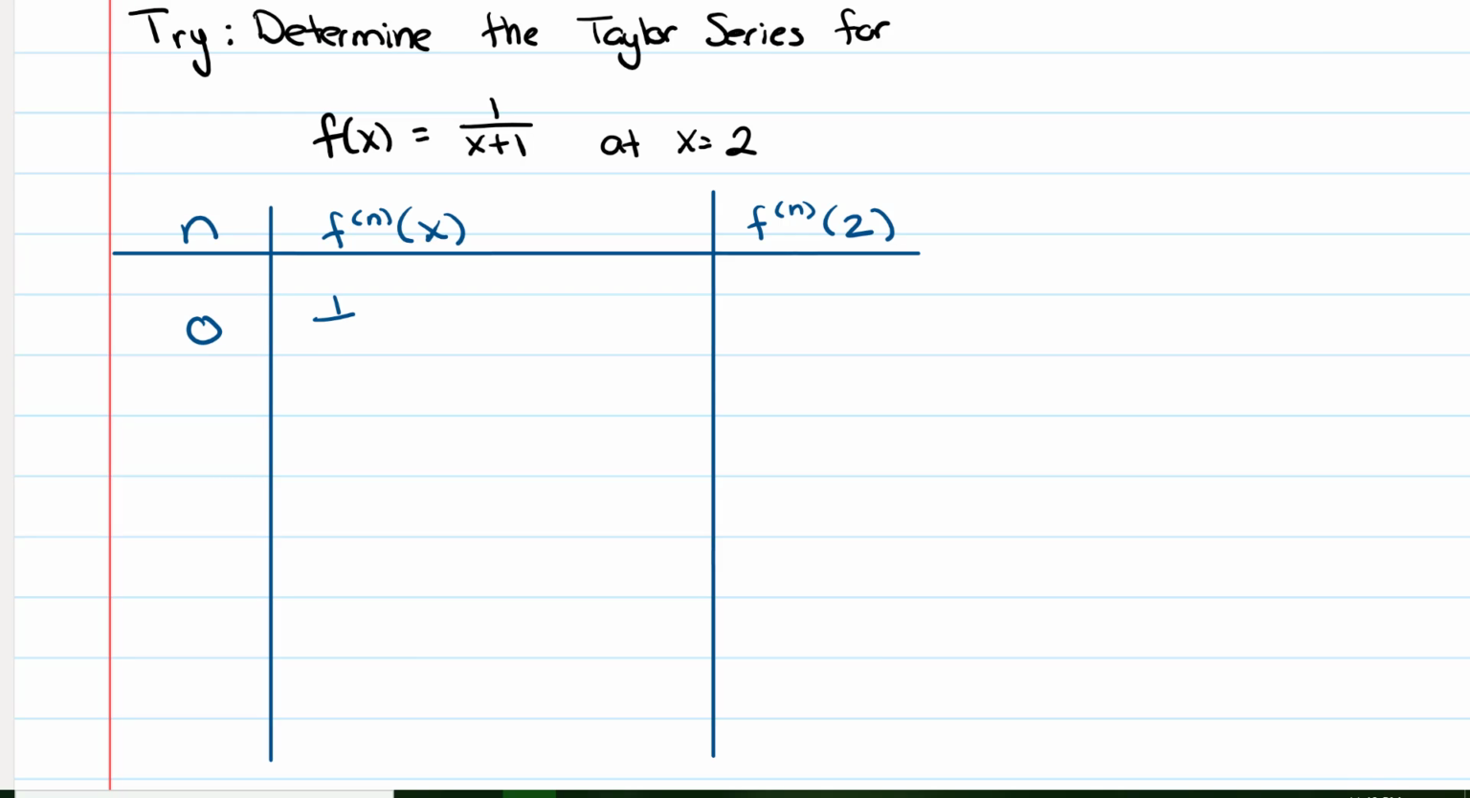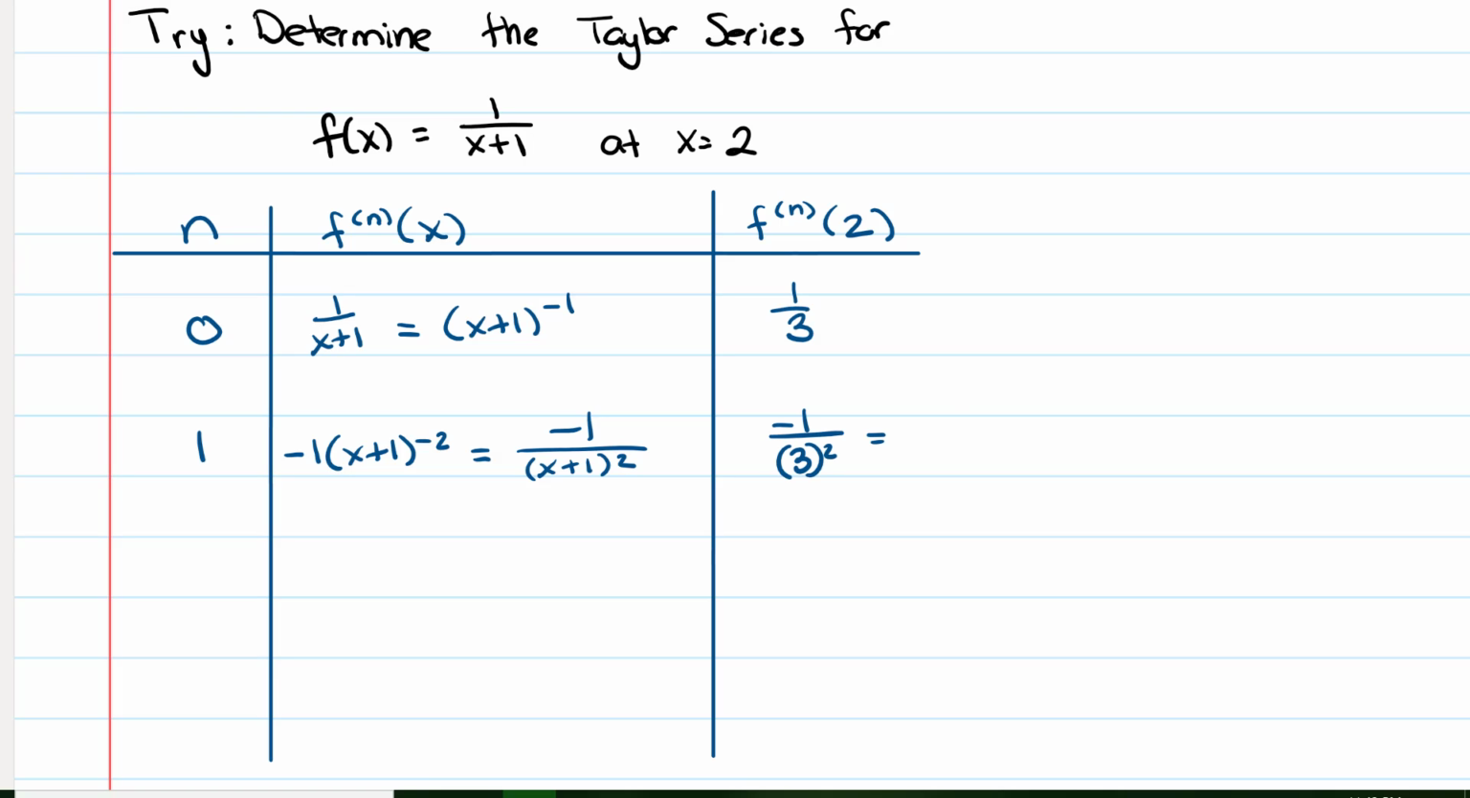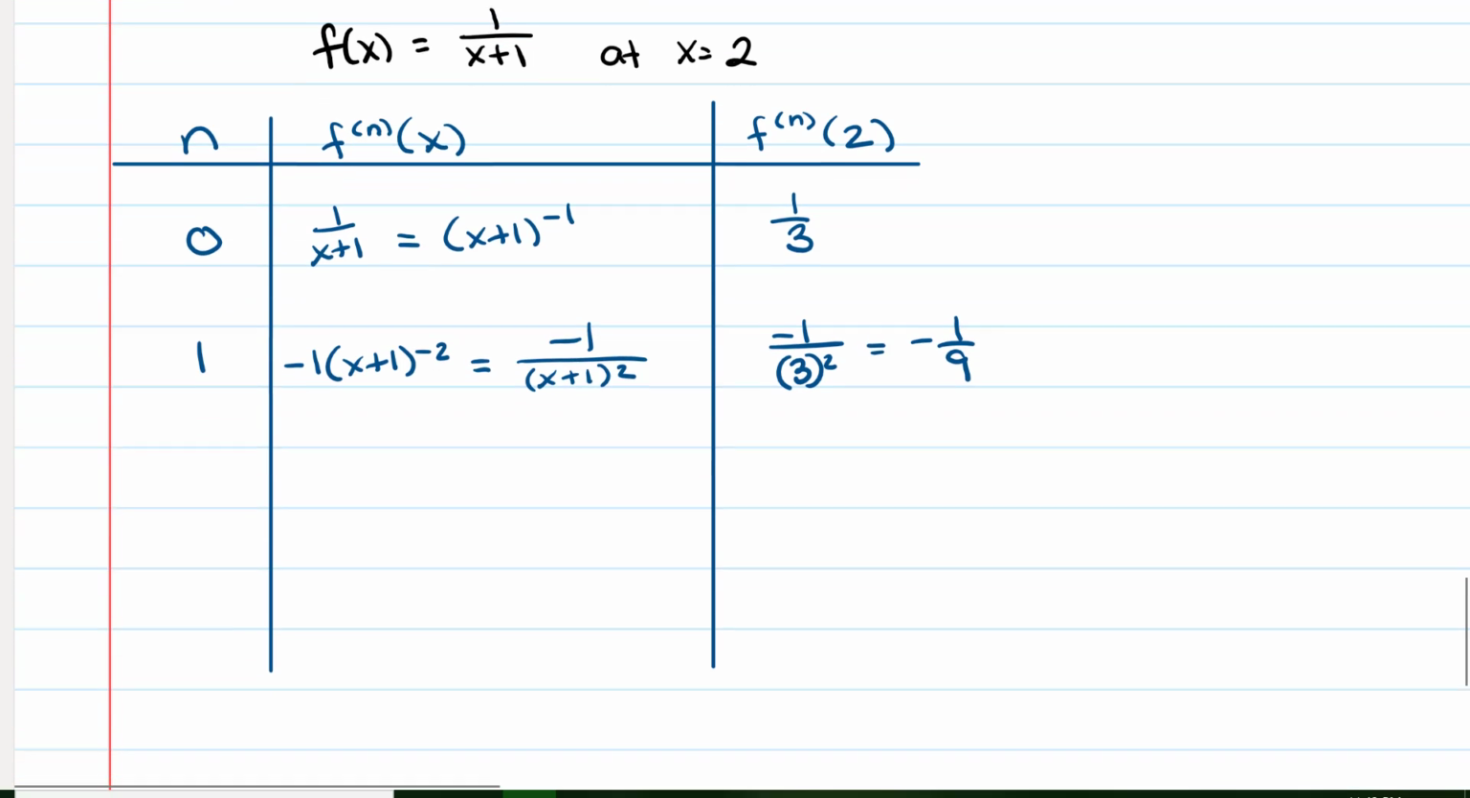So it's 1 over x plus 1. When I plug in 2, I get 1 over 2 plus 1, which is 1 over 3. Now I'm going to take the step to be writing it like this. It's going to make my derivatives a little easier. So when n equals 1, that's my first derivative, negative 1, x plus 1 to the negative 2, which is negative 1 over x plus 1 squared. Now I'm going to plug in 2, and I get negative 1 over 3 squared, which is negative 1 over 9.